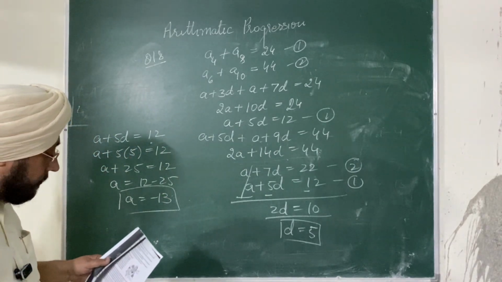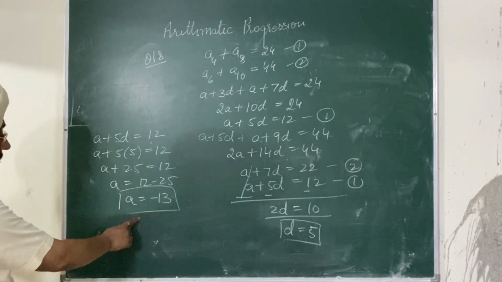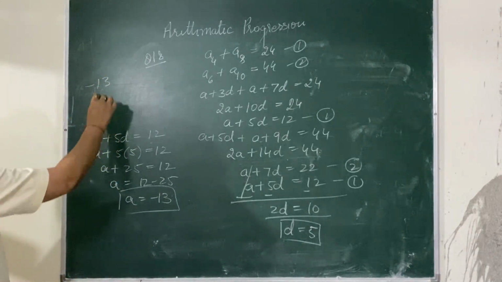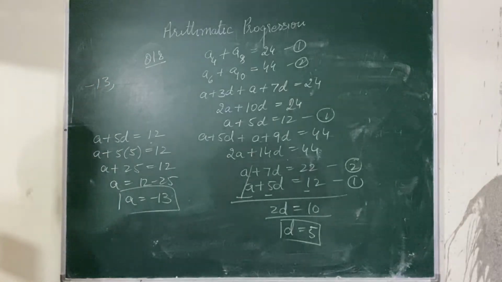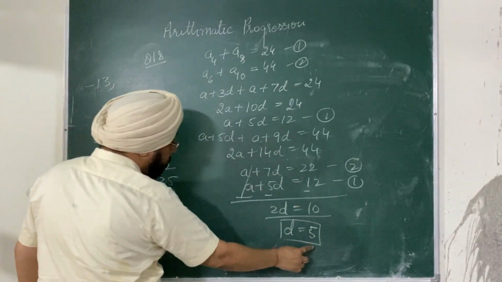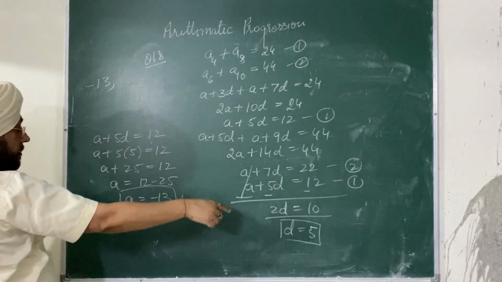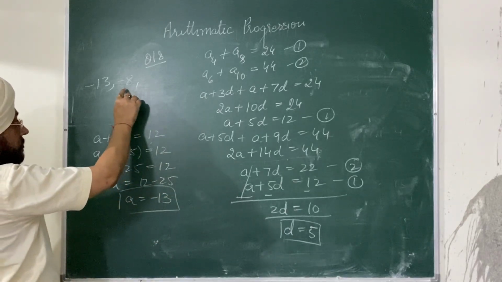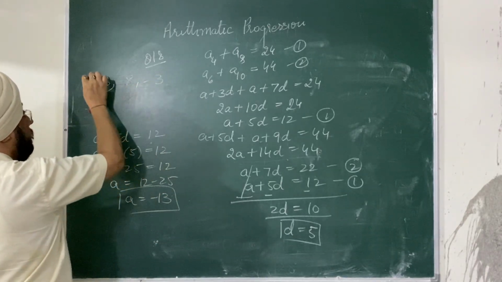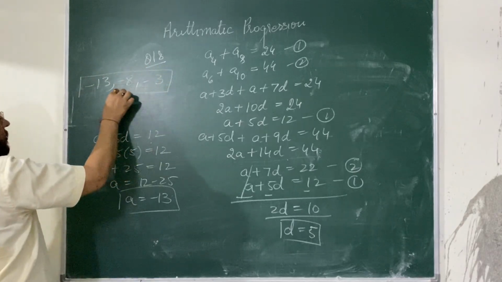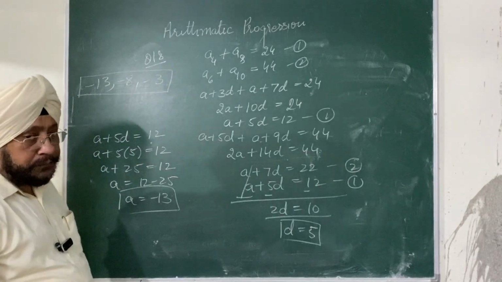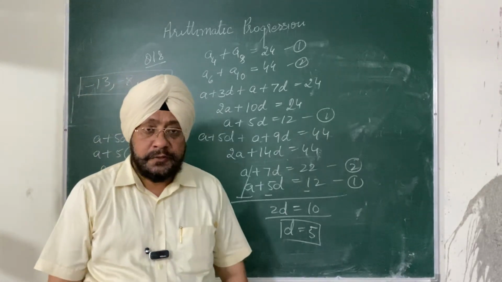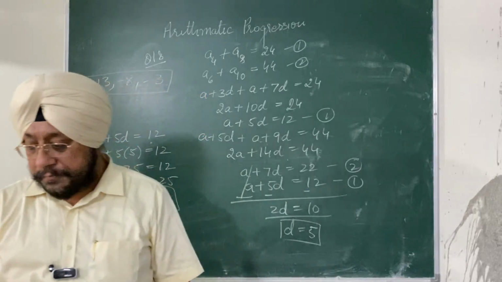So how can we get the three terms of an AP? First term will be a, which equals minus 13. The second term we get by adding the first term with the common difference. So minus 13 plus 5 becomes minus 8. To get the third term, add the common difference to the second term. So these are the three terms of an AP. Okay students, so this is question number 18. So let us come to question number 19.